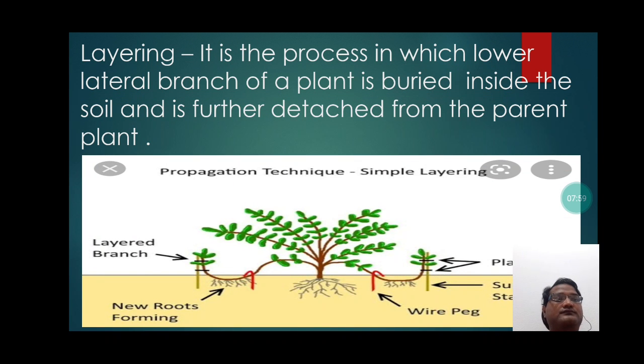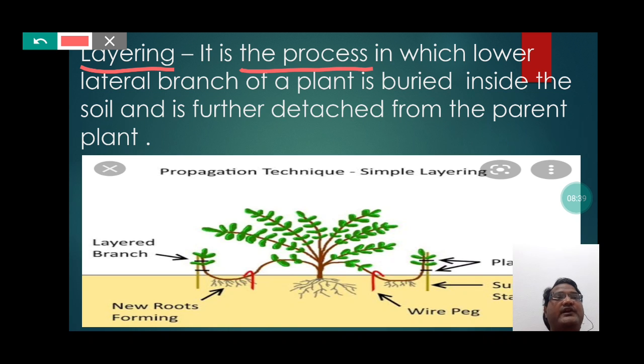Layering. It is a process in which the lower lateral branch of a plant is buried inside the soil and is further detached from the parent plant. So students, layering is also a process of asexual mode of reproduction in plants, where a single plant part can give rise to a completely new plant.